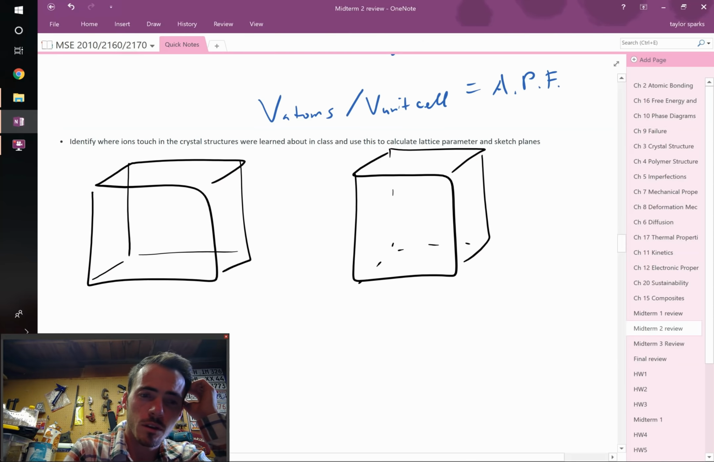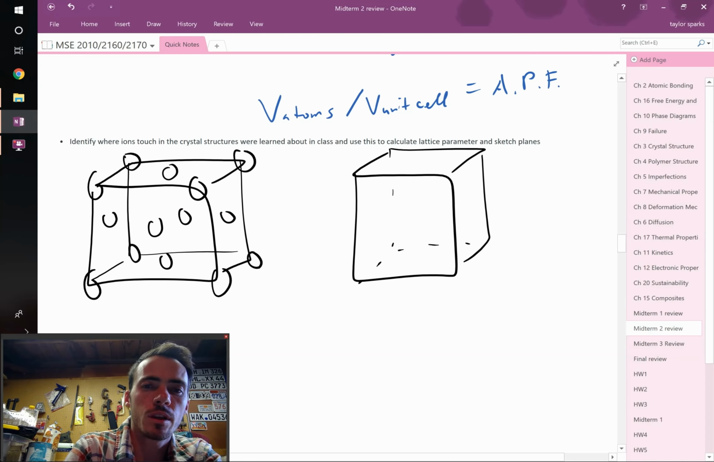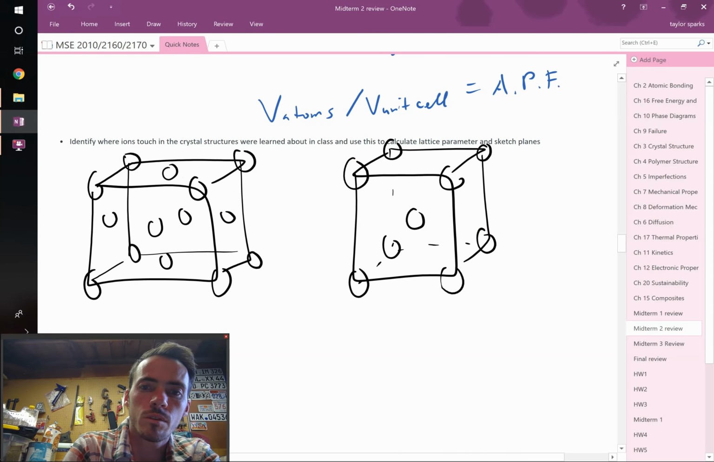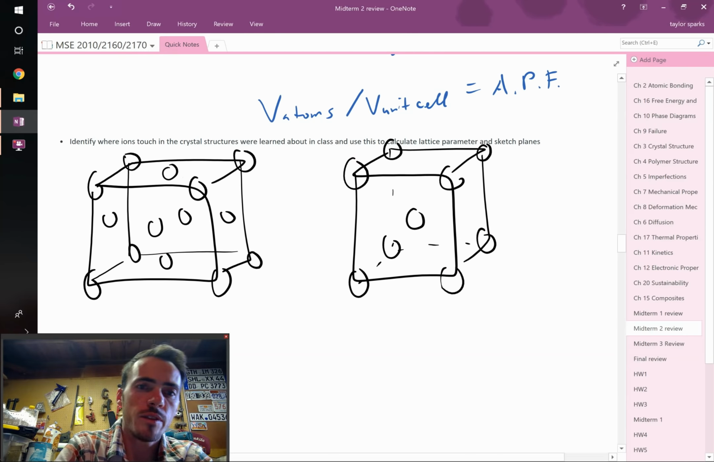Okay. For FCC, the atoms are located at the corners, but they're also located on the centered faces, front, back, top, bottom, left, right. Okay. BCC, they're located at the corners and one in the dead center of the unit cell. Therefore, if we were to figure out where these things touch, in the FCC, when you shrink these atoms together until they touch, they would be touching along the face diagonal. Whereas in BCC, they're going to be touching along the body diagonal, right?